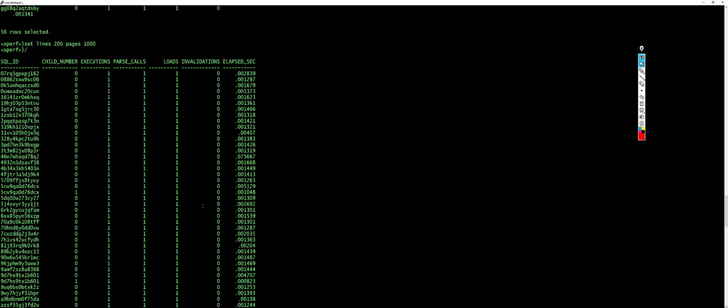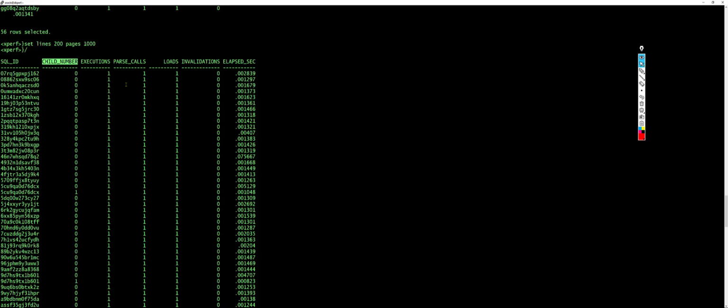As of now, let us just see the high level. If you see, we have child number, executions, parse calls, loads, invalidations, and elapsed time. These are the basic columns. Child number means the version. To be simple, child number is completely related to parsing.